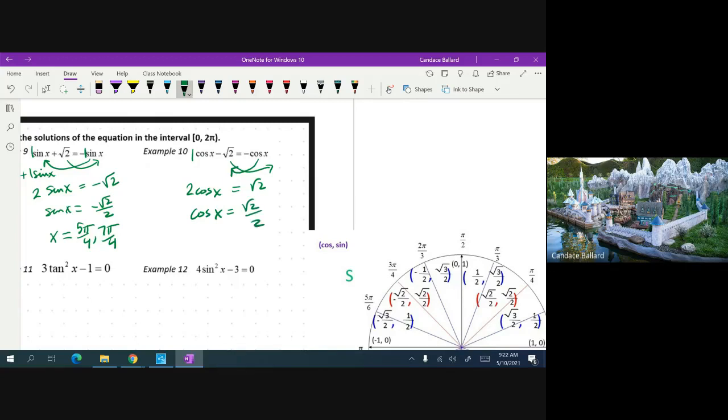I'm going to divide by 2. Okay? Is cosine the x value or the y value on the unit circle? Tell me in the chat. X value or y value?